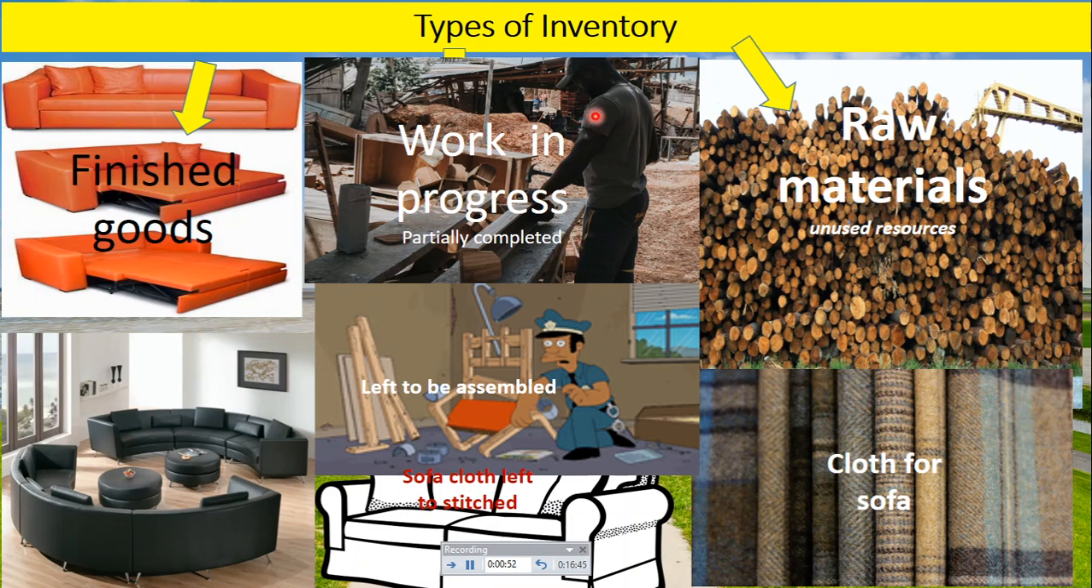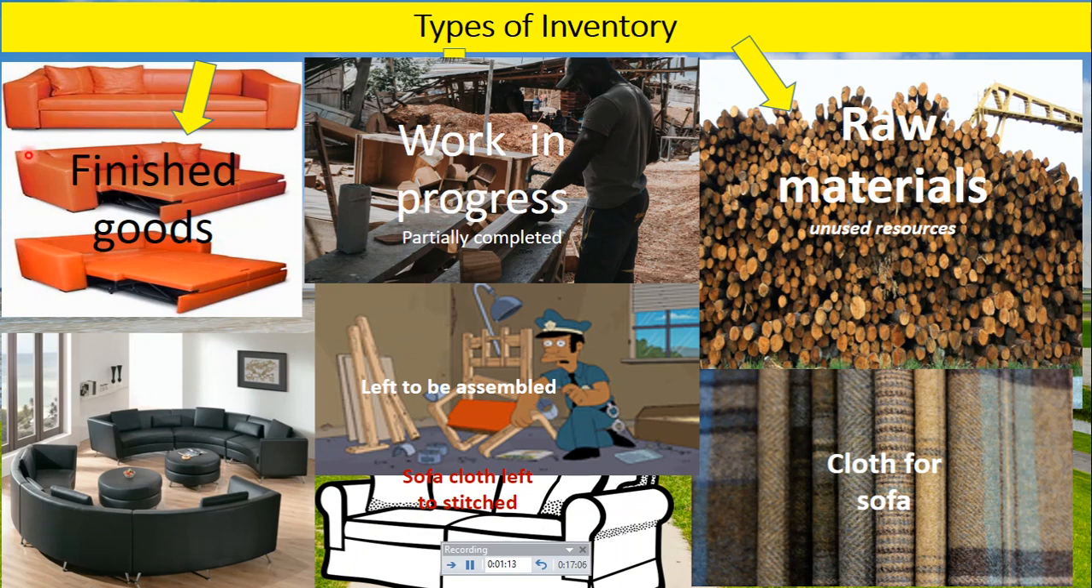You can see the carpenter making the sofa, which is partially completed. You can see a worker assembling the chairs. You can see a sofa out here that is not yet covered; the cloth needs to be stitched to cover it up. So these are the types of inventory you need to keep in mind.